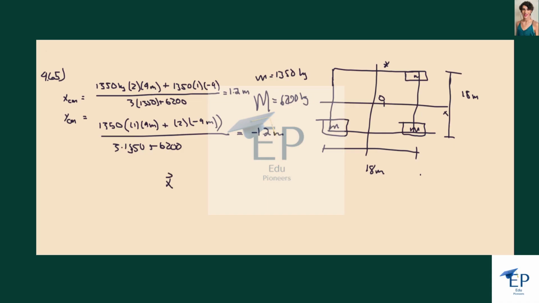So that means our center of mass vector is at 1.2 i hat minus 1.2 j hat, and these are in meters. There's our center of mass. Awesome.